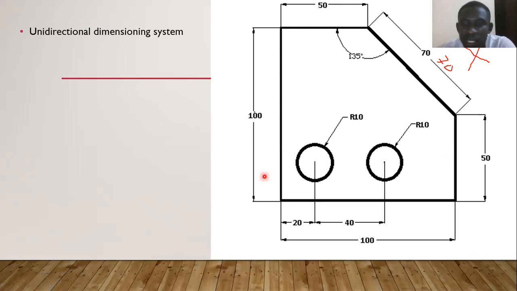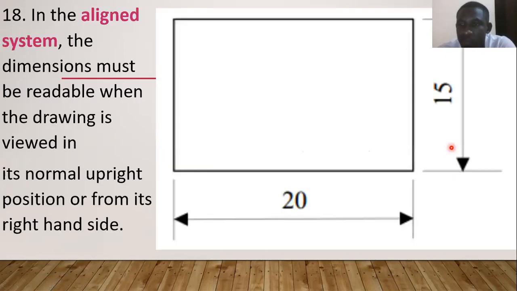My laser pointer. Okay, back. Now we also have what we call the aligned system. We looked at the unidirectional system in the previous two slides. Now we are looking at the aligned system. In the aligned system, the dimensions must be readable when the drawing is viewed in its normal upright position or from its right hand side.